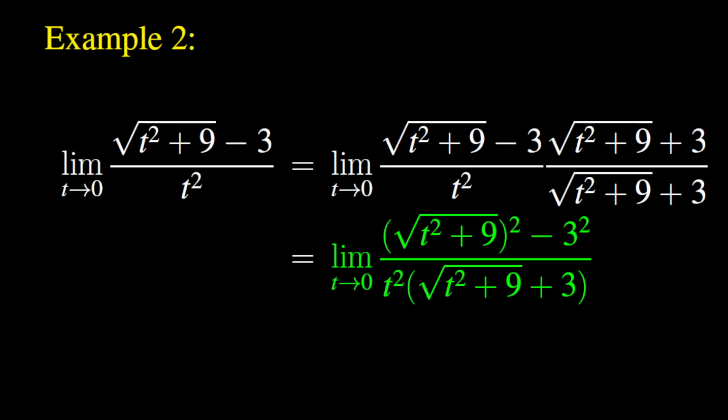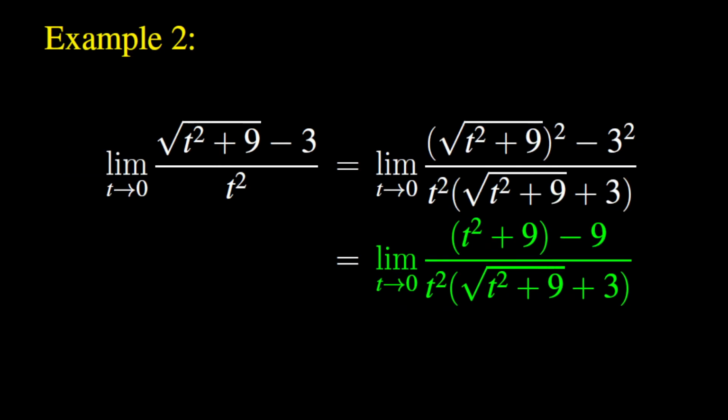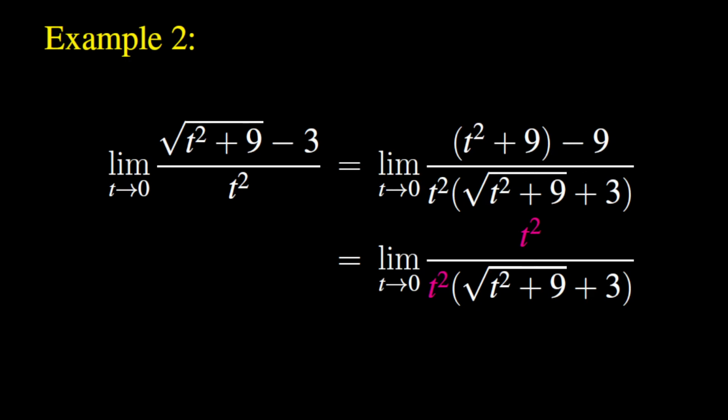Consequently, the numerator becomes the square root of t squared plus 9 to the power 2, minus 3 squared, and the denominator remains the same. Using the properties of the square root, the numerator becomes t squared plus 9, minus 9, which is just t squared because 9 and negative 9 cancel each other. Now, we clearly see that on both the numerator and denominator we have a common factor, t squared.